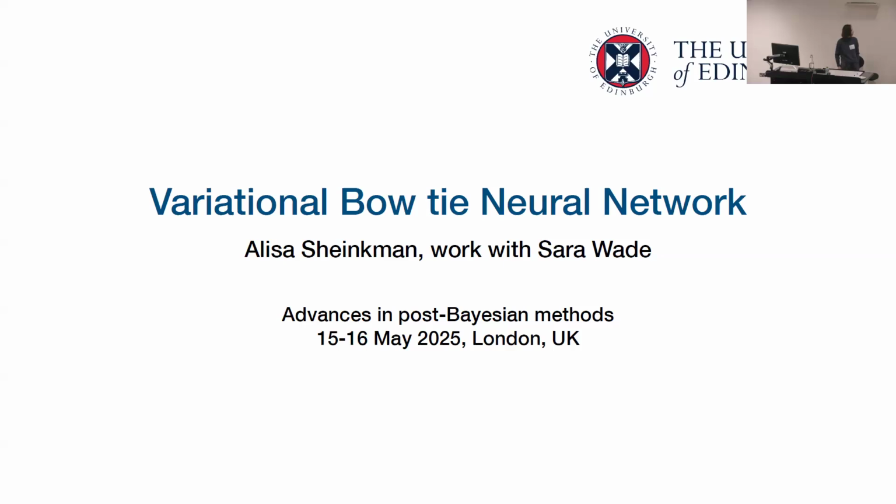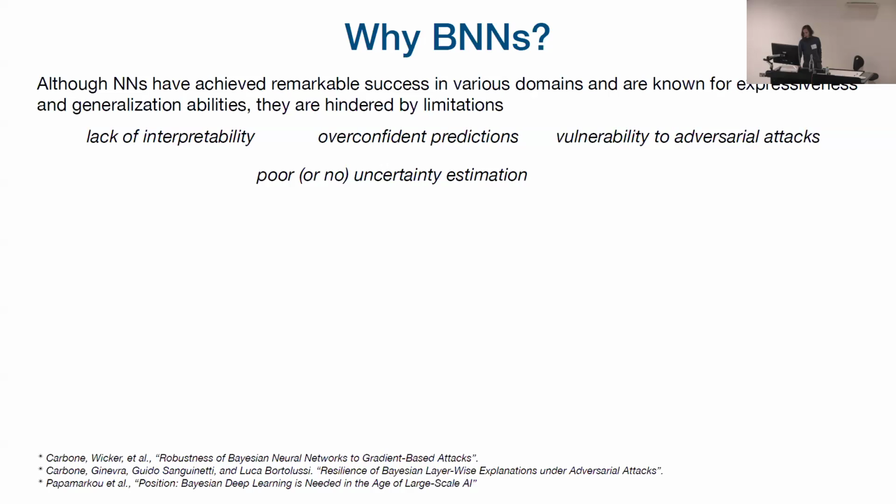Today, I'm gonna tell you about the work I did with my supervisor, Sarah Wade. This is a work where we developed a kind of Bayesian neural networks, which we call variational bow-tie neural network. So first of all, why BNNs?